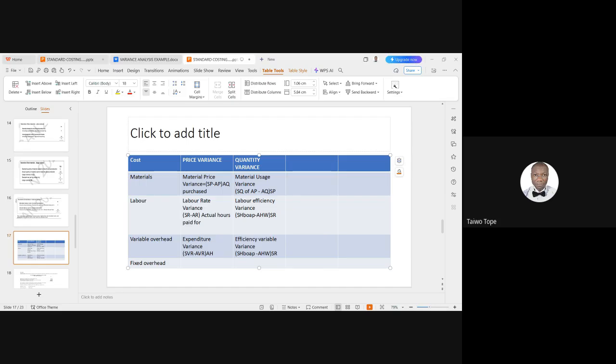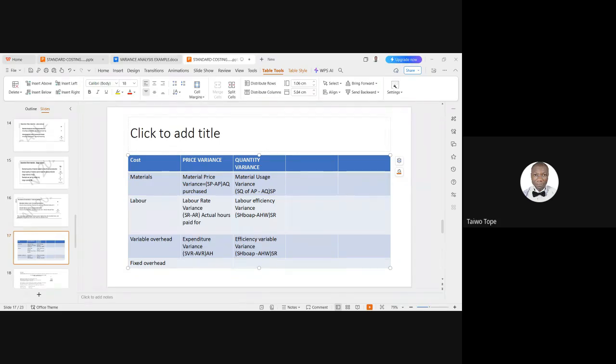So in looking at fixed overhead, in terms of price, what will you look at? This fixed overhead now is talking about the issue of budget. In a question, you can have your budget values, and you'll be required to determine your expenditure fixed overhead budget variance. You can also be required to determine your fixed overhead volume variance.